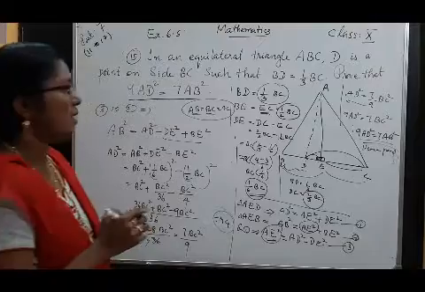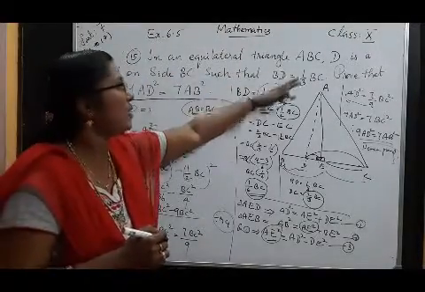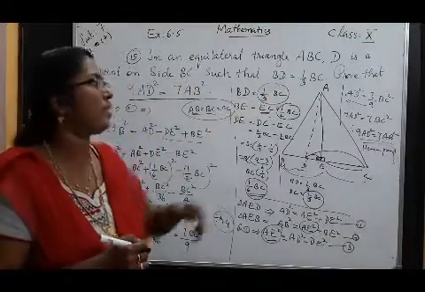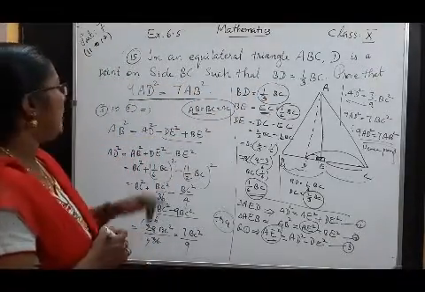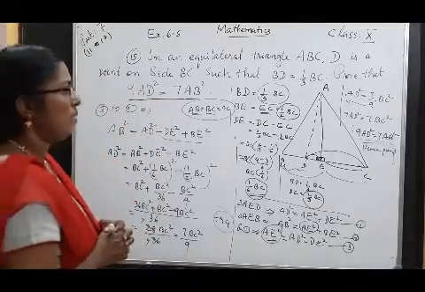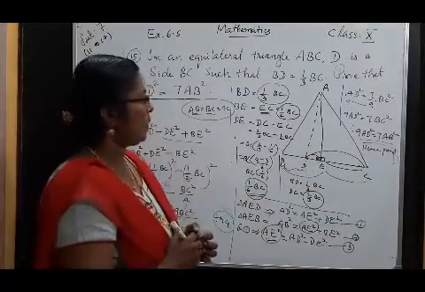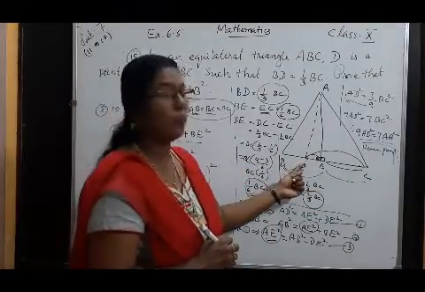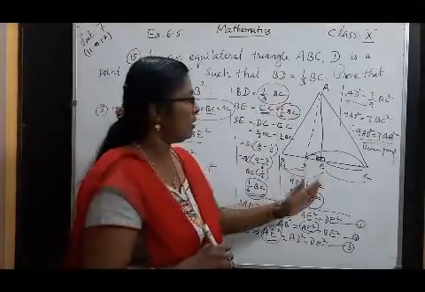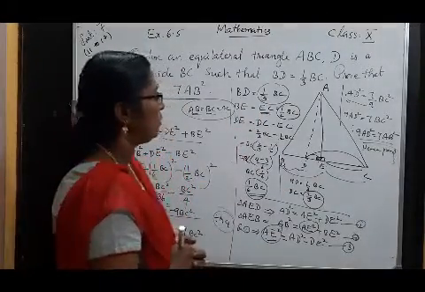Here I repeat. First of all, the question is, it is an equilateral triangle ABC, D is a point on side BC such that BD equal 1 by 3 of BC. Prove that 9 AD square equals 7 AB square. This is an important question. Here the question, an equilateral triangle ABC and given BD is 1 by 3 of BC, and construct the perpendicular bisector or the altitude.